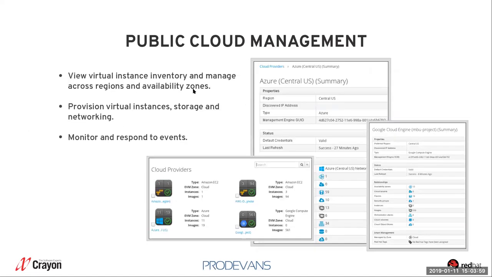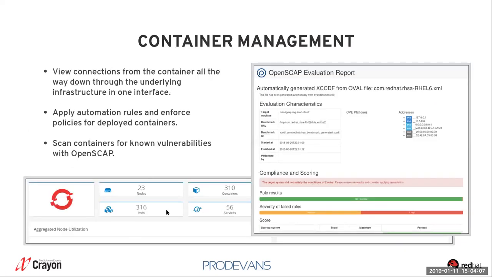And this is public cloud management. In public cloud management, you can manage AWS, Azure, and GCP. And in containers, we can integrate OpenShift.